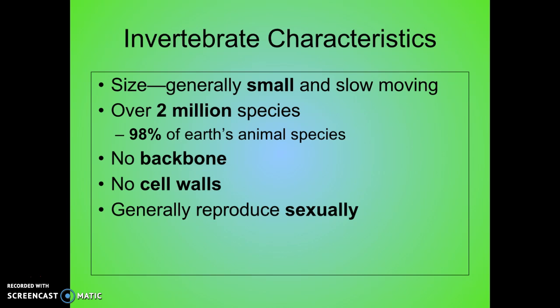Generally, compared to vertebrates, the size is generally small. They're generally a lot more slow moving because they're not quite as advanced usually. And it's basically 98% of the Earth's animal species are invertebrates. No backbone, I would probably highlight that. No cell walls, and generally reproduce sexually.